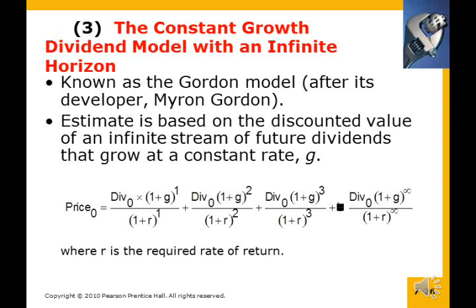How can I estimate this model? Okay, I have infinite dividends, and these dividends are not equal. So I have to discount all these dividends to find the present value of them. In this case, P naught equals dividend naught 1 plus g over 1 plus R, plus dividend naught 1 plus g to the power 2 over 1 plus R to the power 2, and so on to infinity.